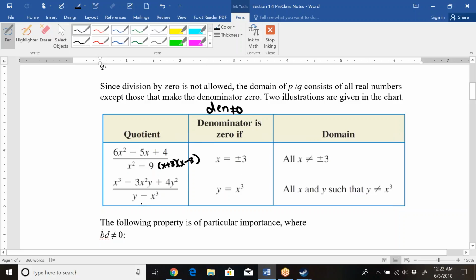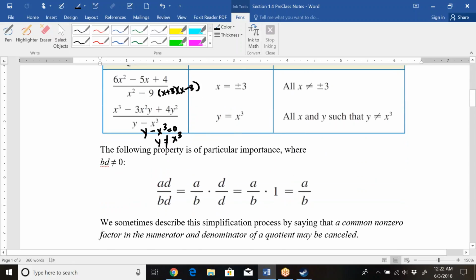Here, this is a little trickier because we just don't want the denominator to equal zero, but they're both variables. So if you think about isolating the y, we just don't want y to ever equal x to the third power. So again, we won't be dealing with any like that. Our domains are always going to be things that we can solve a number for.